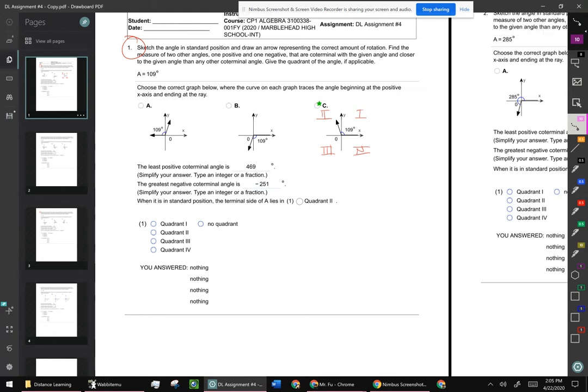If you want to find the least positive coterminal angle, coterminal means it also terminates here, but it's not 109 degrees, and it's also positive. So you take 109 and add 360, and you end up at that same standard position. For the greatest negative one, all you have to do is subtract 360, so you go this way. Negative 251, you end up in that same spot. So just add 360 or subtract 360 to get to your positive or negative angle in this case.